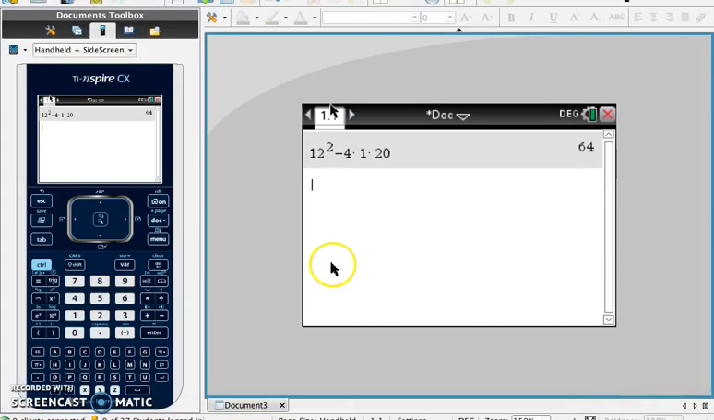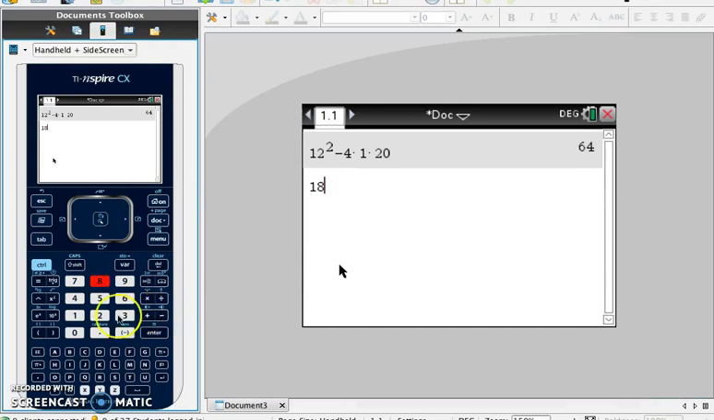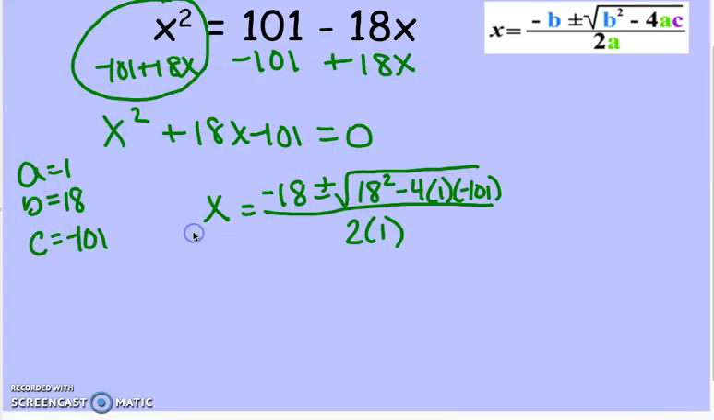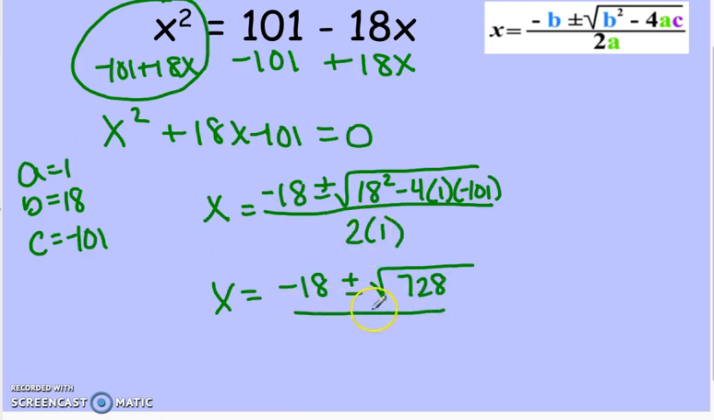So I have 18 squared, this one I don't know off the top of my head, 18 squared minus 4 times 1 times negative 101 is 728. So now I have x equals, simplify each part, negative 18 is good, plus or minus the square root of 728 all over 2 times 1 is 2.